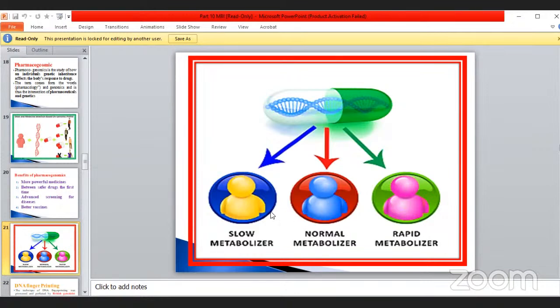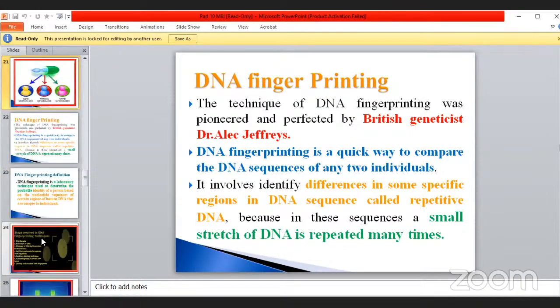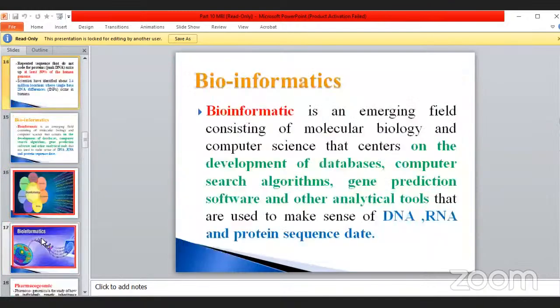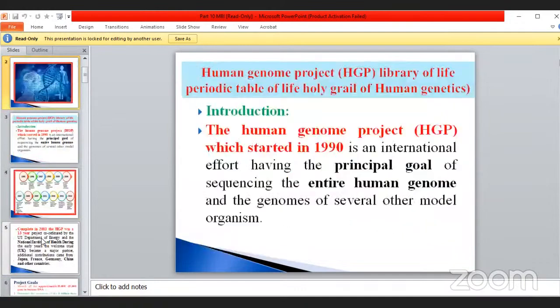How will they be identified? All are under the test only. Okay, so we will finish up to this level only. We will see the remaining things in the next classes, my dear students. DNA fingerprinting, we will see in the next class. Today, what we discussed, I will summarize all those things.